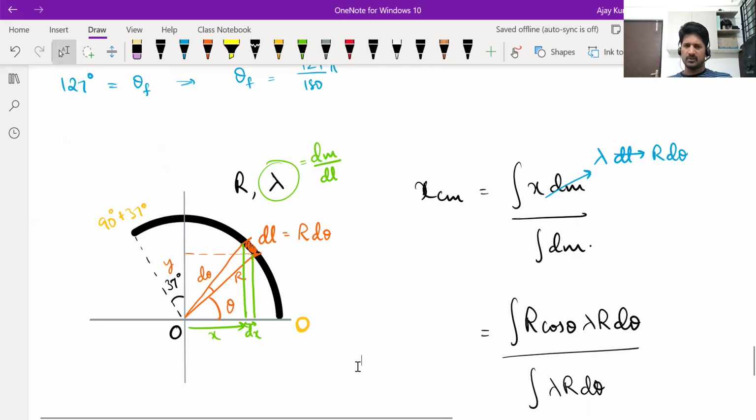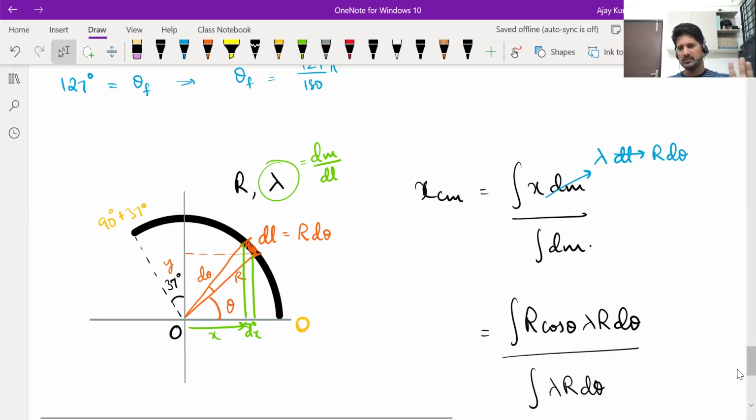Okay, I understand substituting limits and final answer are quite complicated. Let it be. But I hope you got the idea of how to approach such problems. If there is a curved distribution like this, you can take help of arc and the angle subtended by it. That is the idea that I wanted to convey.